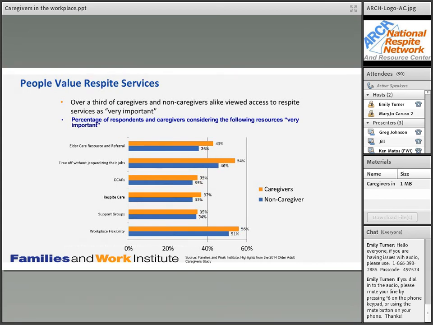We also asked about employees' sense of the value of Respite services. We found that clearly over a third of caregivers and non-caregivers alike viewed access to Respite services as being very important. In many cases, caregivers saw things as more important than non-caregivers. Respite services, however, had very little difference. So clearly, if people are aware of it and they understand it, they think it's something that should be important.